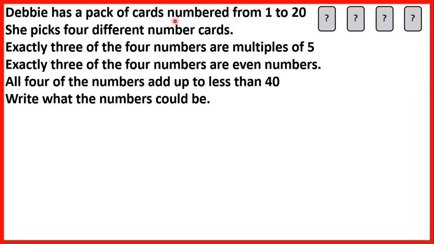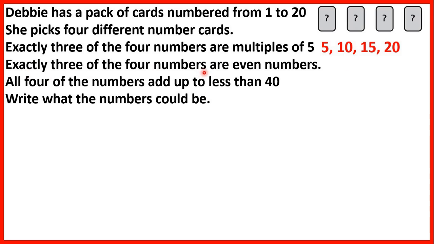Debbie has a pack of cards numbered from 1 to 20. She picks 4 different number cards. Exactly 3 of the 4 numbers are multiples of 5. So remember, multiples of 5 are numbers in the 5 times table. So we could have 5, 10, 15 or 20, and she has 3 of those numbers there.